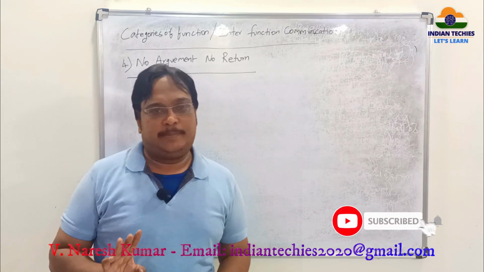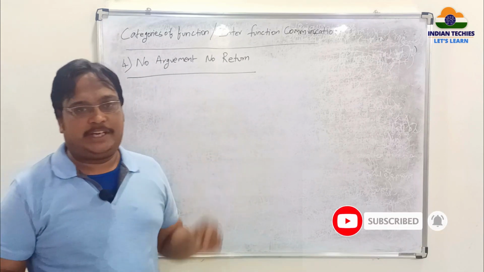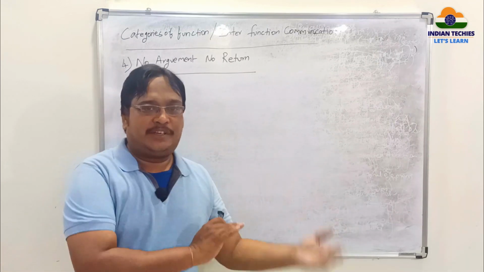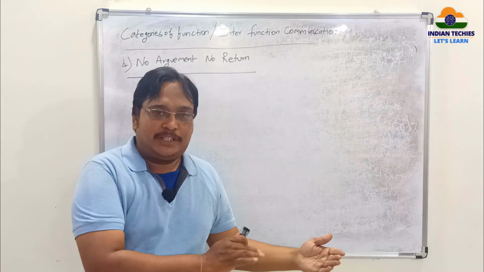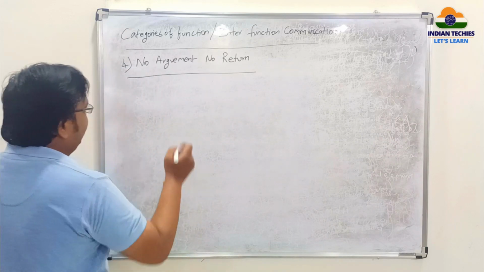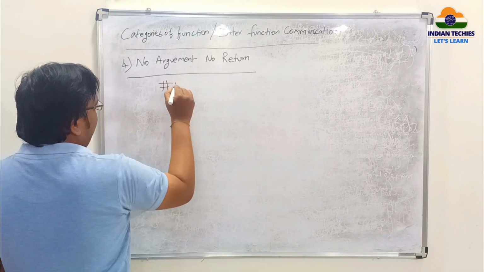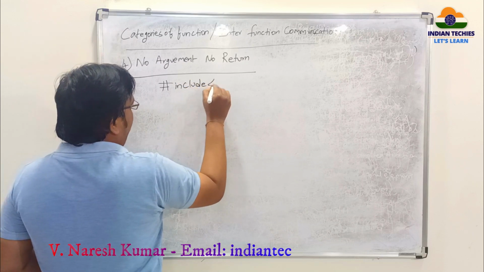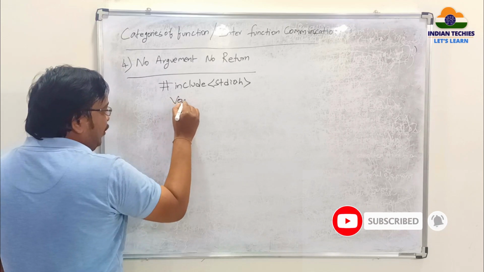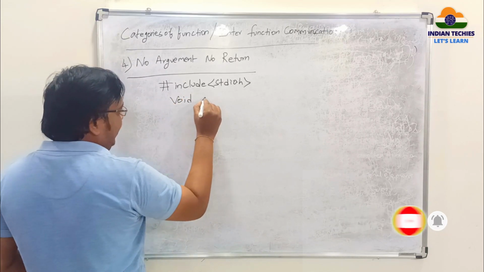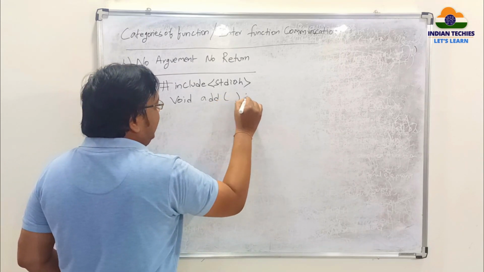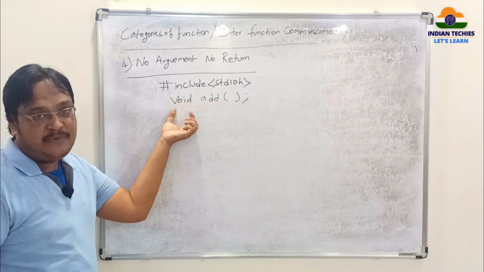Now the last and final method is no argument, no return value. It means the main function does not send any input to the user defined function, and the user defined function does not return any result back to the main. So how are we going to write this one? This is a simple, easy one. #include <stdio.h>. Since you don't have any return type, you write void. The function name is add. Since you need not send any argument either, you keep the parentheses empty. This is no arguments, no return value.